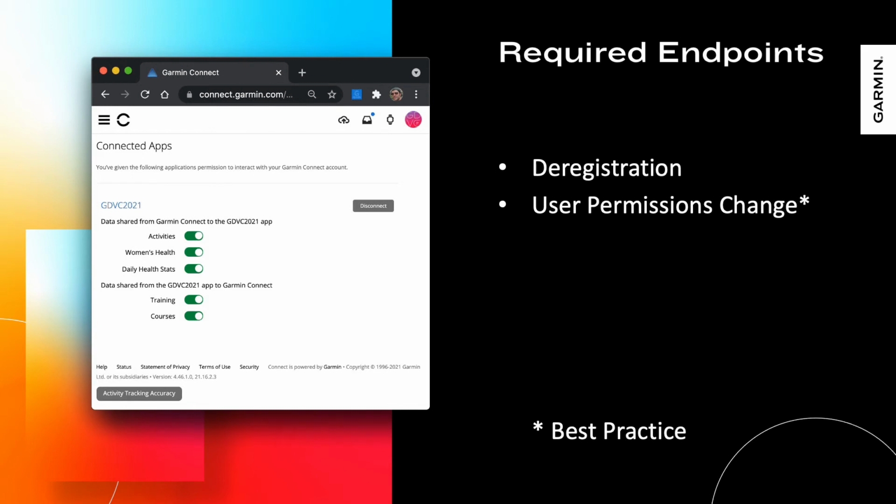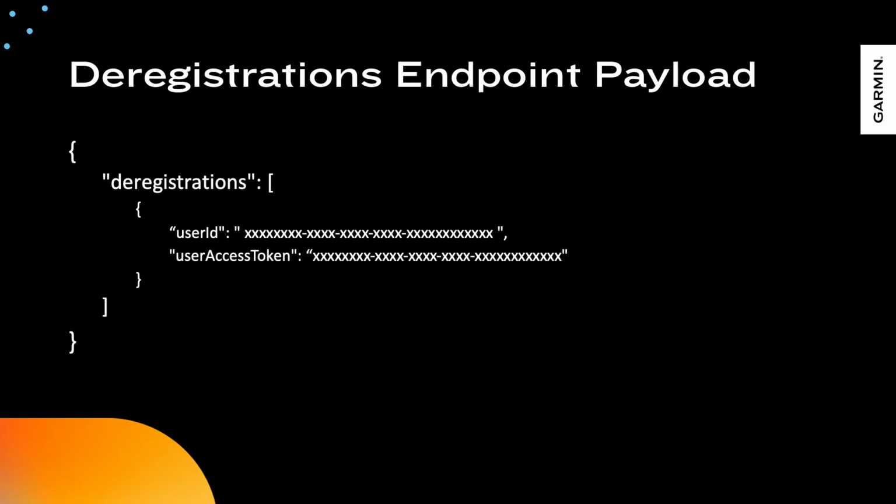But users can also disconnect their account from your app from within Garmin Connect, and users can also change the state of the toggles at any time from within Garmin Connect. And these two endpoints enable your app to be notified when the user takes either of these actions. The deregistration endpoint is triggered when a user disconnects their Garmin account from your application.